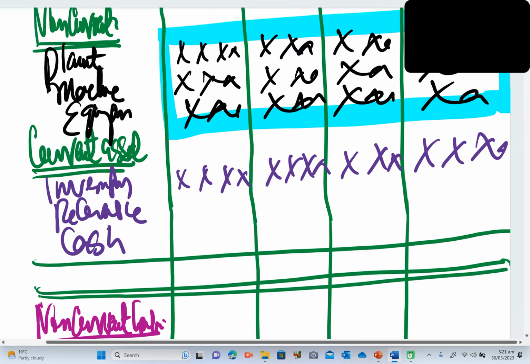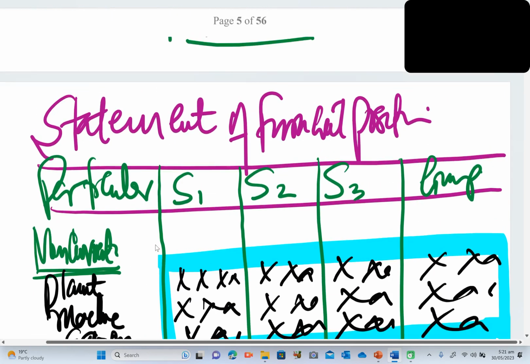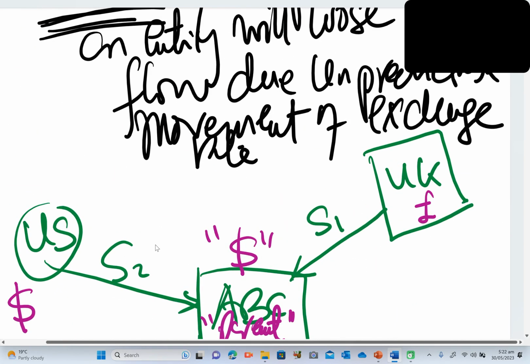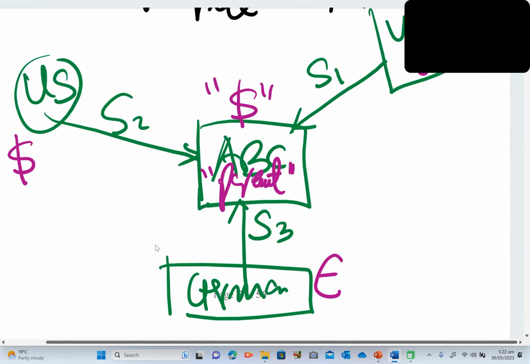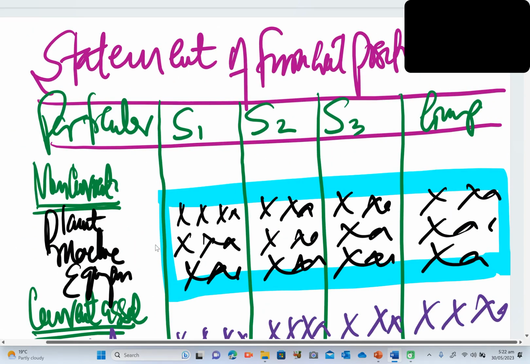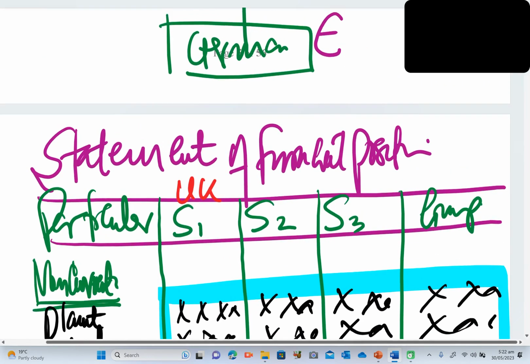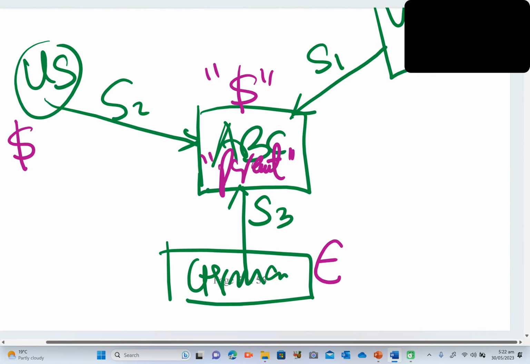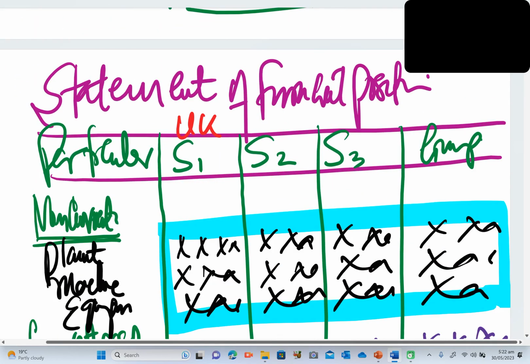Kwa mfano, tulisema S1 iko wapi? Let me see. S1 ipo UK, si ndio? Umeona hapo? So S1 nimesema sijasema nani reference. Parent in Tanzania, yes. Sasa twende hapa ni UK. S2 iko wapi? US. Umeona pale? So I say US.